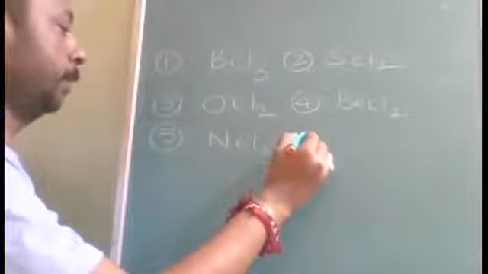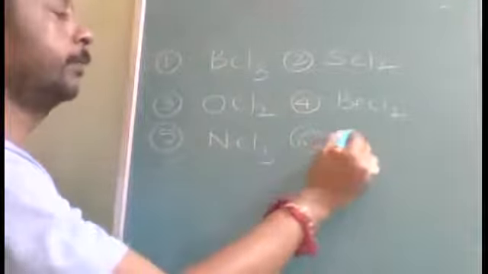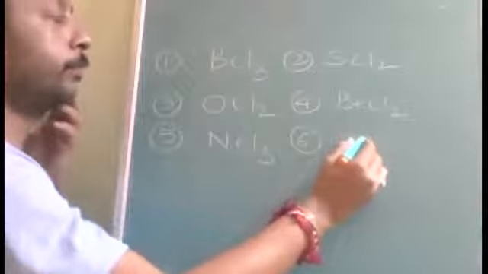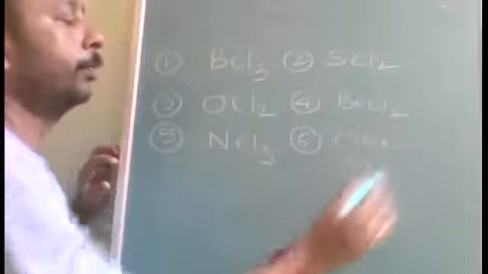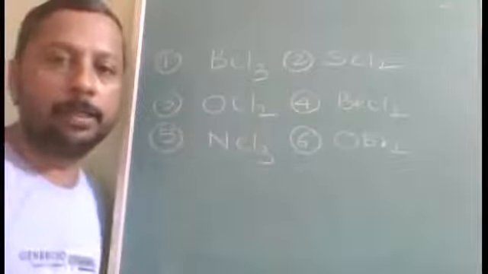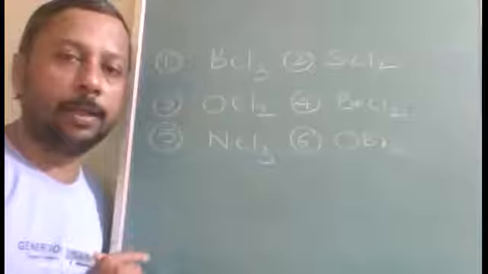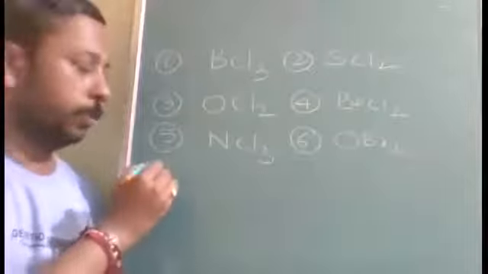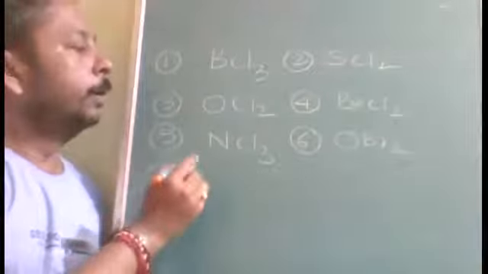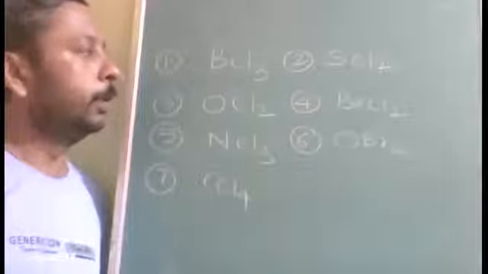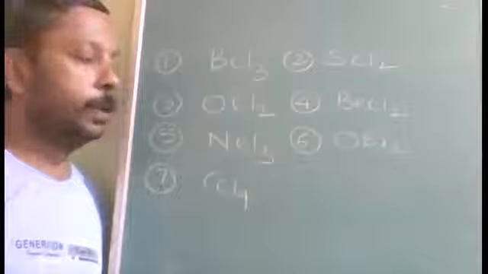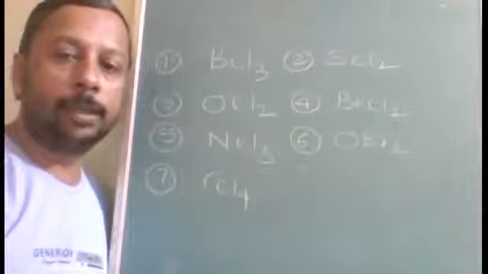Then the next example, the sixth one, is OBr2. Okay, so these are the examples, you have to arrange them. I think I have covered all the examples, I will add some more also. CCl4. Okay, so I think everything is covered now. That's enough, now you can start doing.